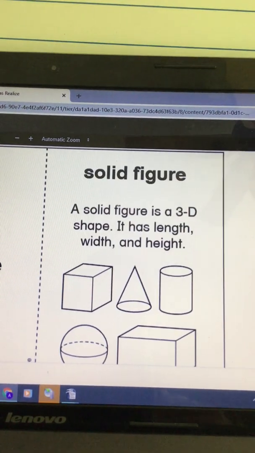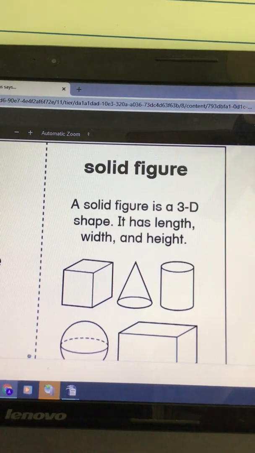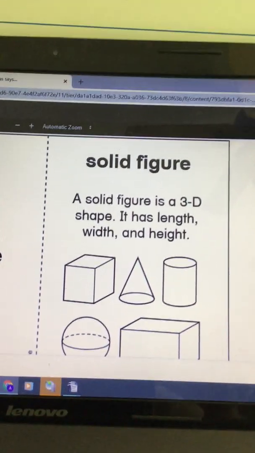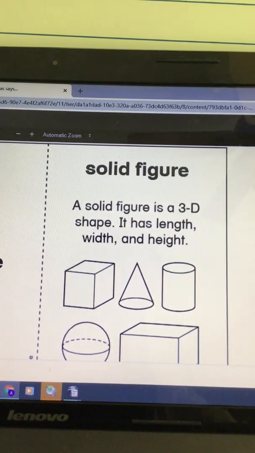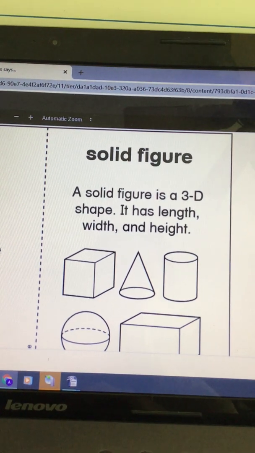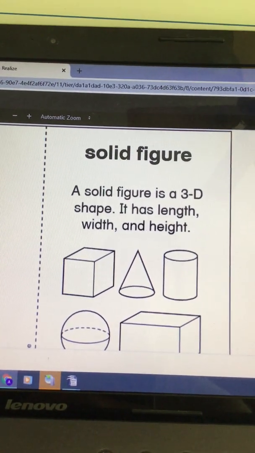Solid figure. A solid figure is a 3D shape. 3D means 3-dimensional. That means you can hold it in your hand. So it's something that you can pick up and hold. It has length, width, and height. So you can measure the different parts of it.